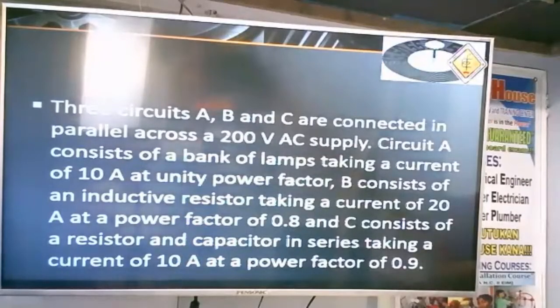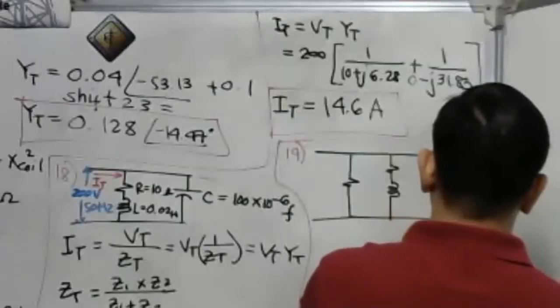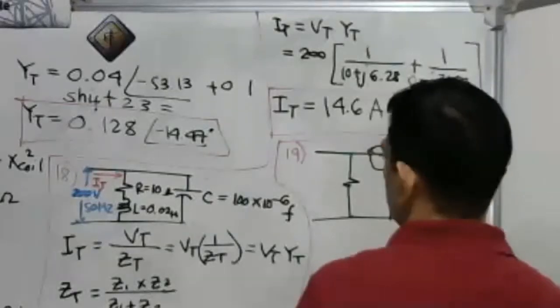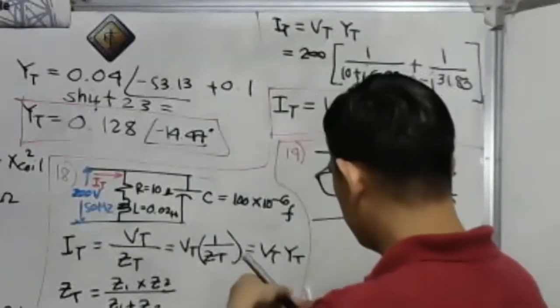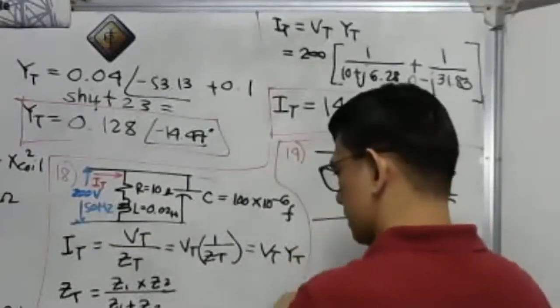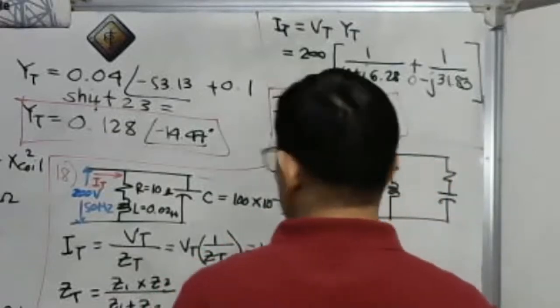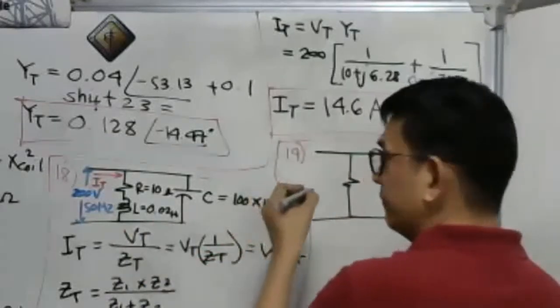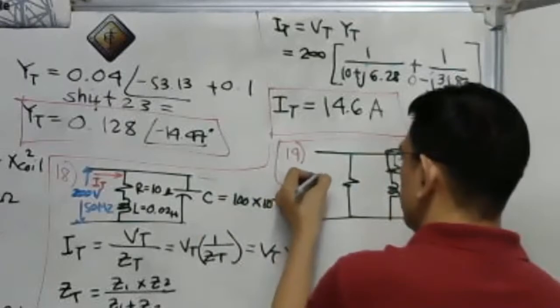Inductive resistor taking a current of 20 amperes at a power factor of 0.8. And C consists of resistor and capacitor in series, taking a current of 10 amperes at a power factor of 0.9. So we have R and C here, right? Please take note of this. Remember, there are currents given here. First, the voltage is 200 volts.